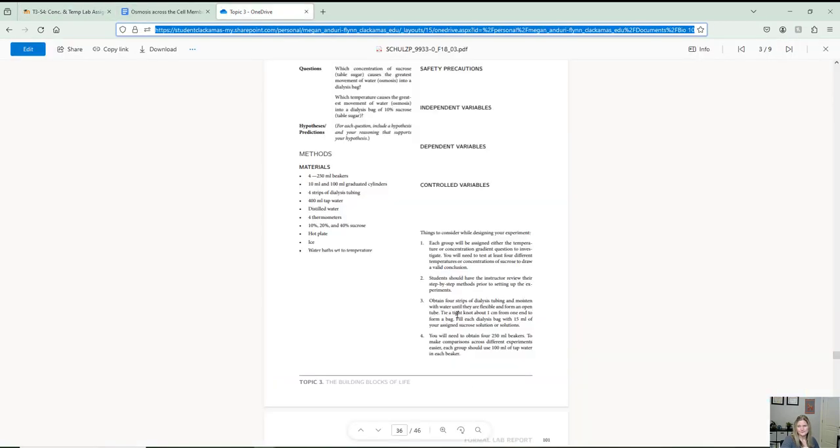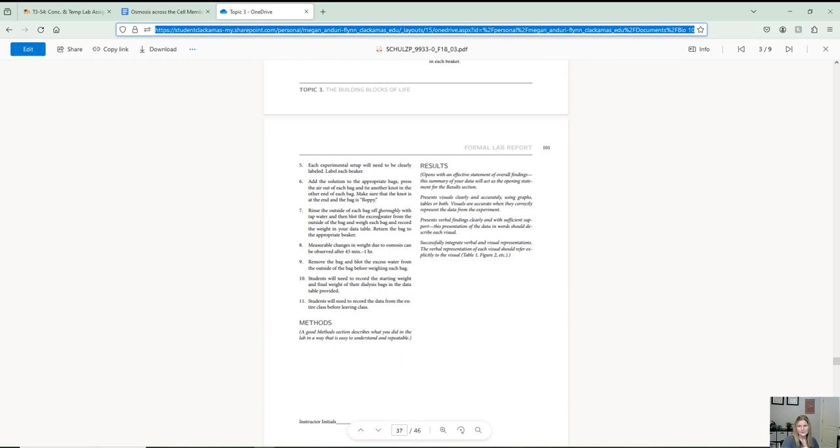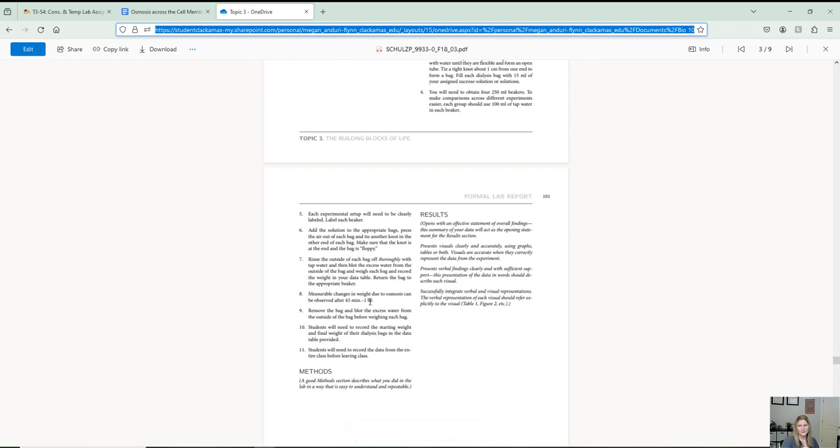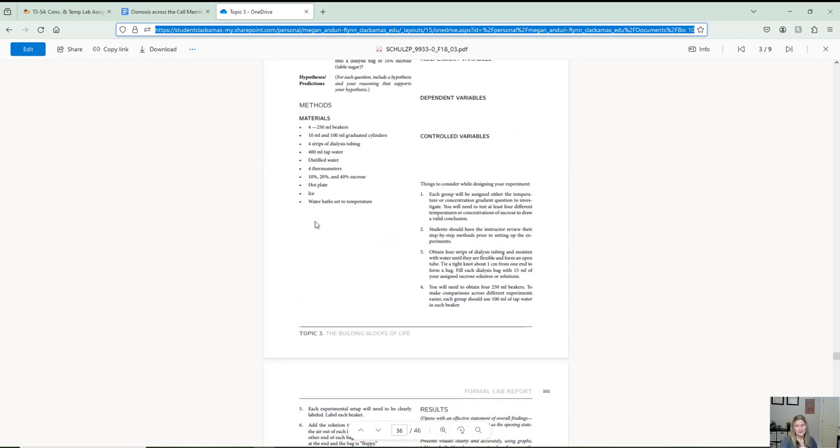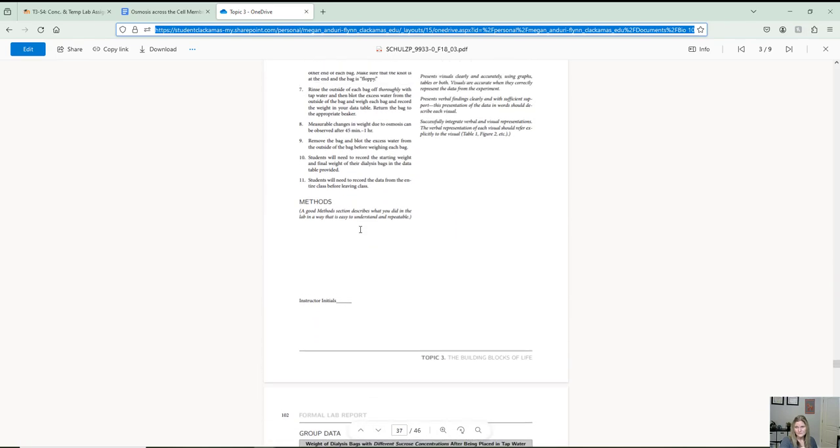So let's go back. Once you've completed the lab, basically you're going to put your tubing into each of the cups. Each cup has a certain percentage of the sucrose solution in there. Okay.